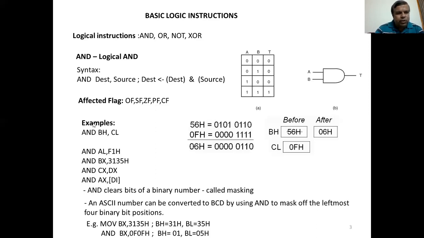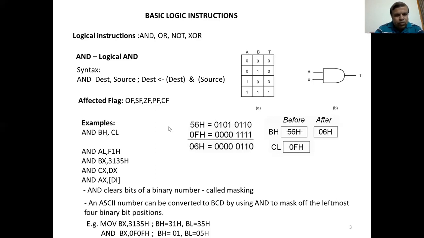Coming to the examples. The first example, AND BH comma CL. Here both the operands are 8-bit registers. So this instruction logically ANDs 8-bit data in BH register with 8-bit data in CL register, and the result will be placed into the BH register.